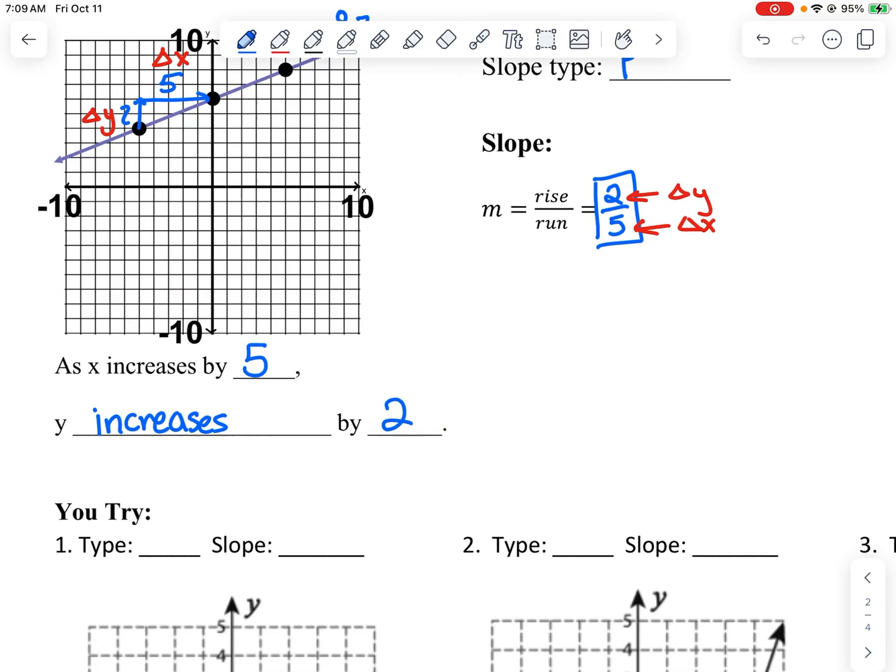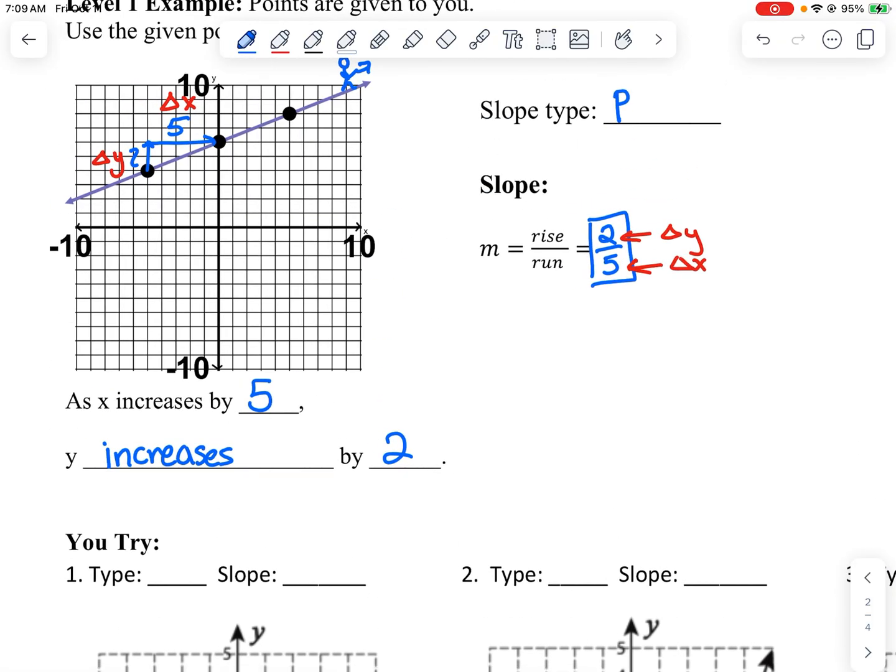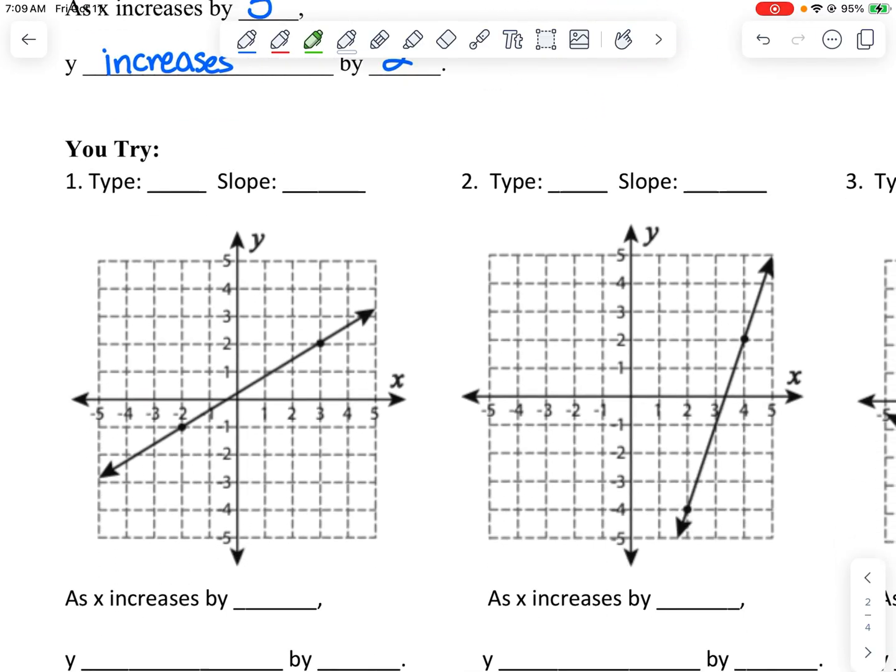We'll do another few examples. Just to point out, it doesn't matter which 2 points you pick. If I had instead picked 2 points that were farther apart, maybe this point and this point, I would have had 4 over 10, and 4 over 10 would still simplify to 2/5. It doesn't matter what 2 points on the line you pick, it will always give you the same slope or rate of change.